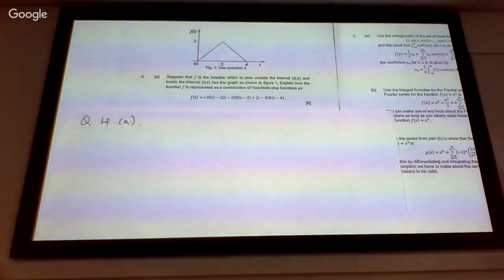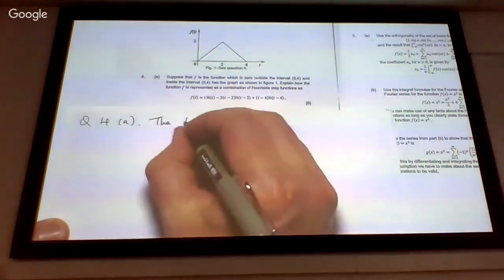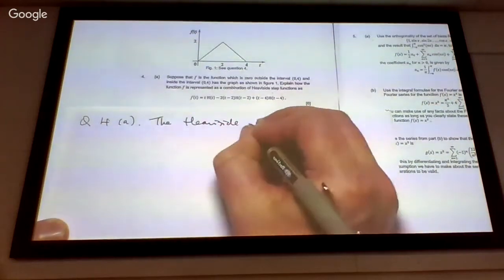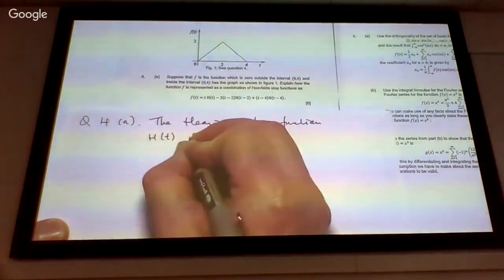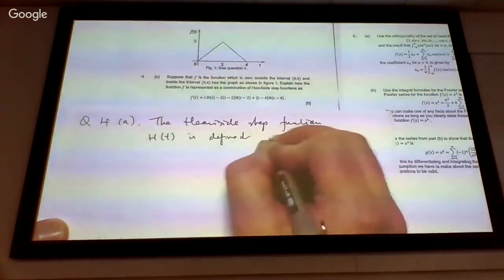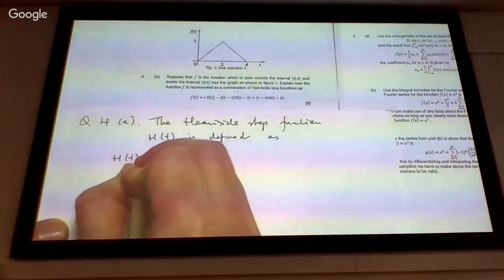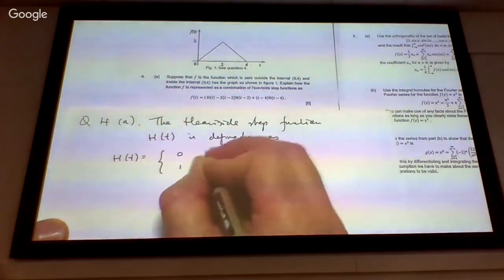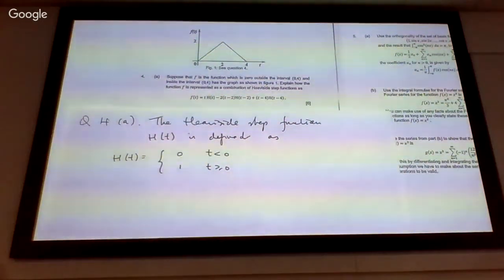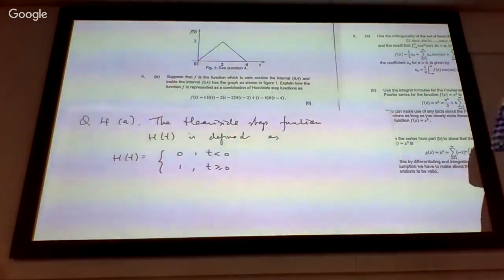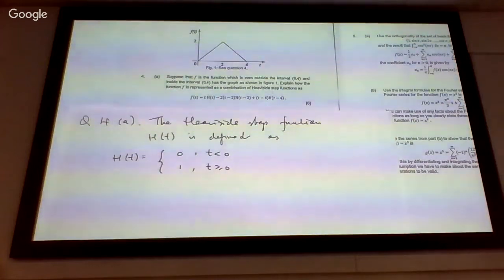Okay, so what I would do first is introduce the Heaviside step function. So I'd say the Heaviside step function h of t is defined as, so just very quickly demonstrate that you know the definition of h of t. It's this 0, 1 function. It's the switch, which is switched off at all points in the past until at time 0 it switches on. It stays on forevermore.